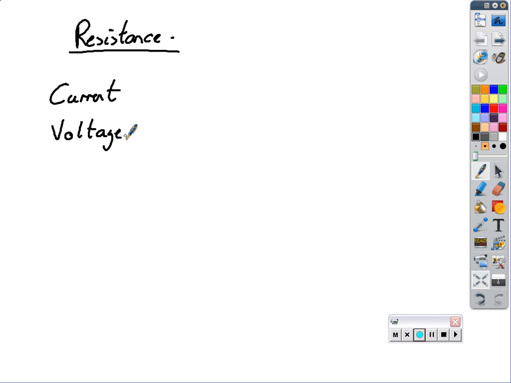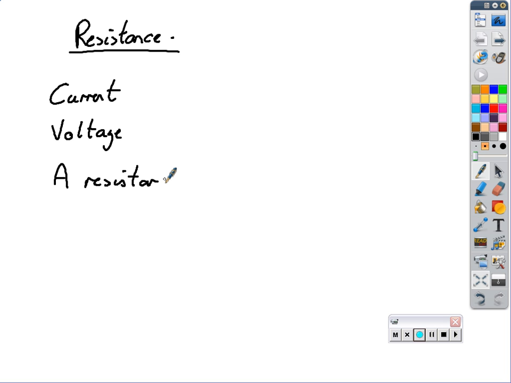Resistance in an electronic circuit is resisting the flow of charge, resisting the current flowing through it. It can't actually stop it, but it can try and slow it down. It can say, whoa, whoa, whoa, I'm not ready for that. Okay, slow down. Take it easy, one stage at a time. So, resistance is resisting the flow of charge. A component which resists the flow of charge.